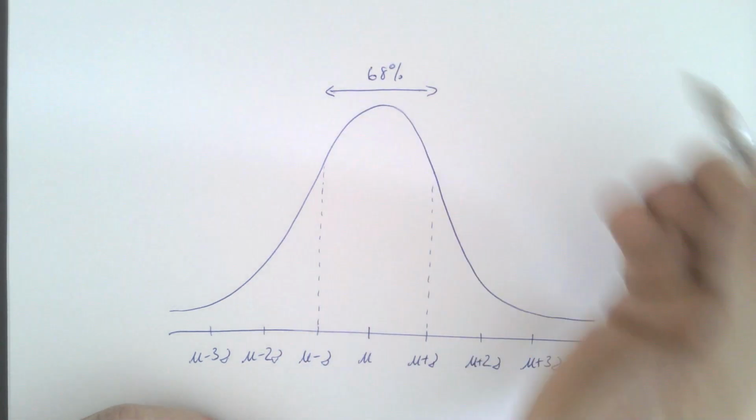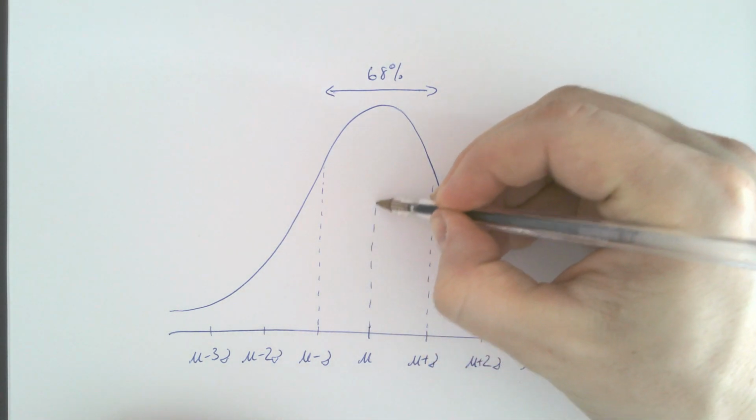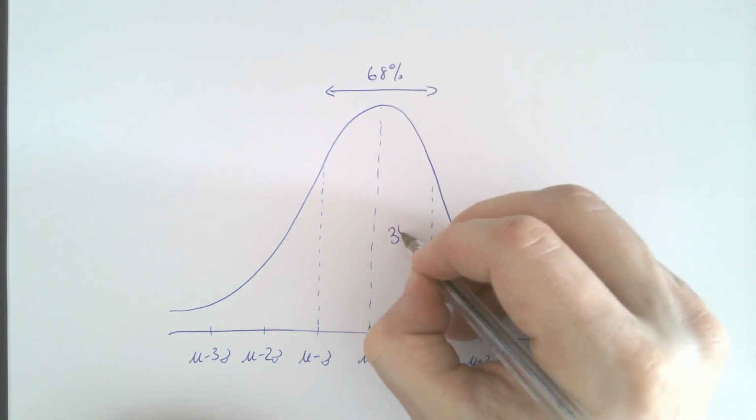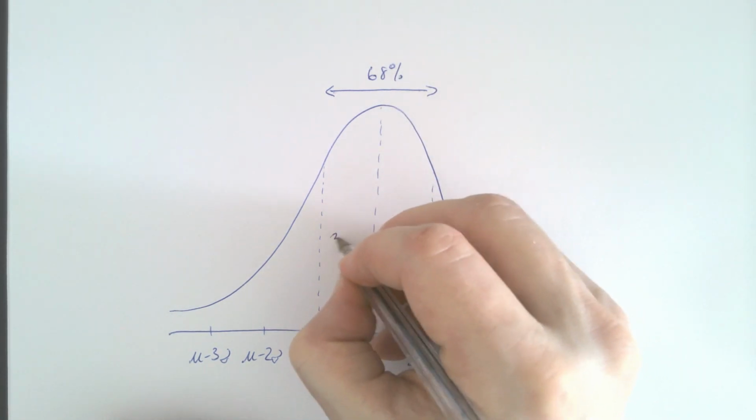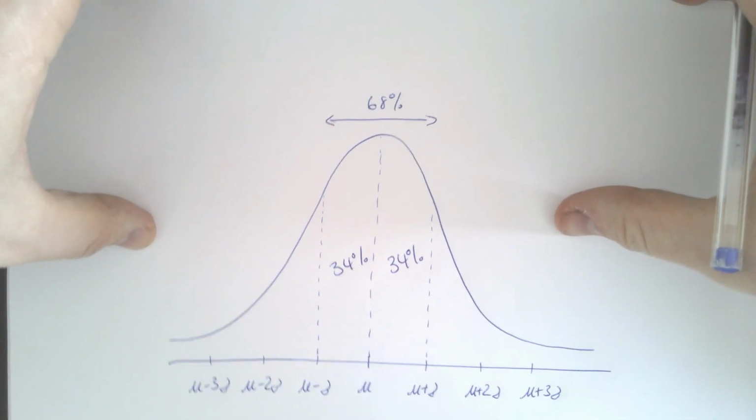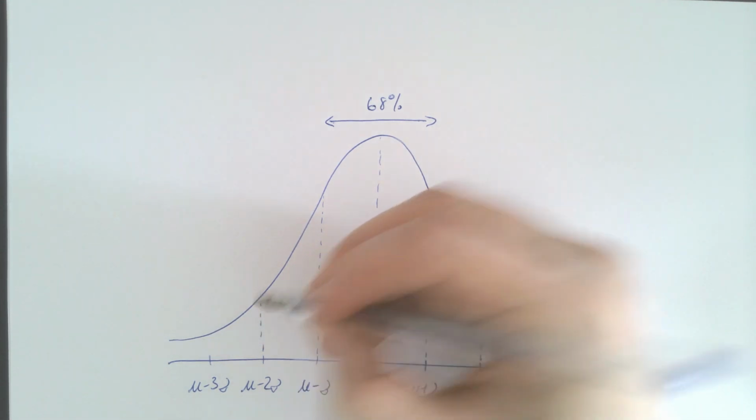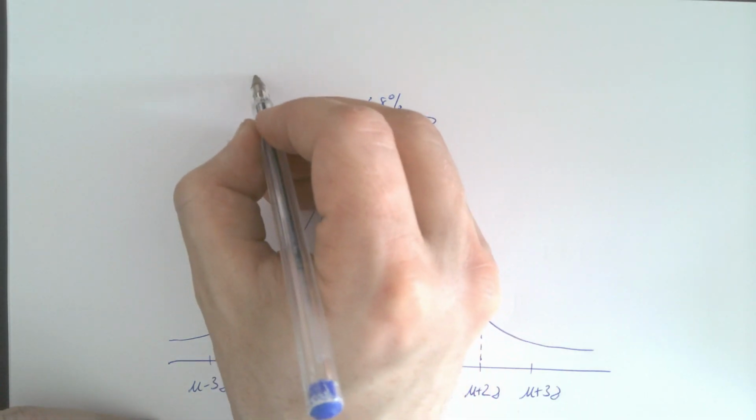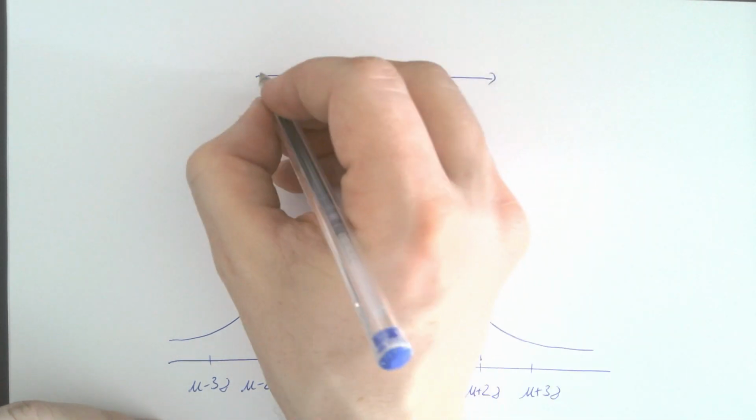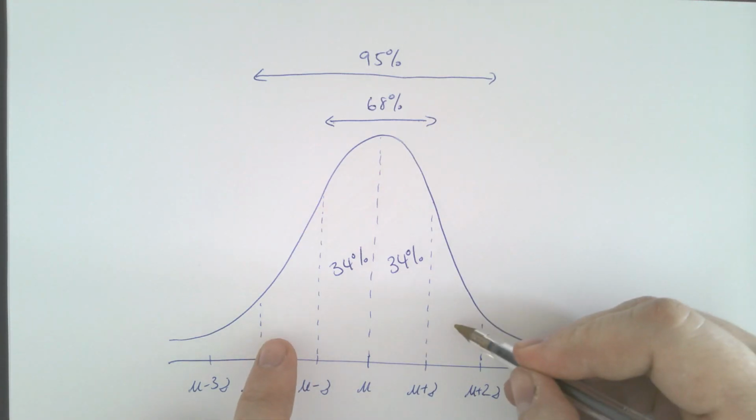So that's the rule as we learn it in the textbooks, right? But what I find easier is if you just break this into two separate regions. So if it's 68%, that means this region here is 34%, and this region here is 34%. We're going to do the same trend for the next two. So we're going to go 2 standard deviations away. And we know that 2 standard deviations away should be, I'm just going to eyeball this, 95%.